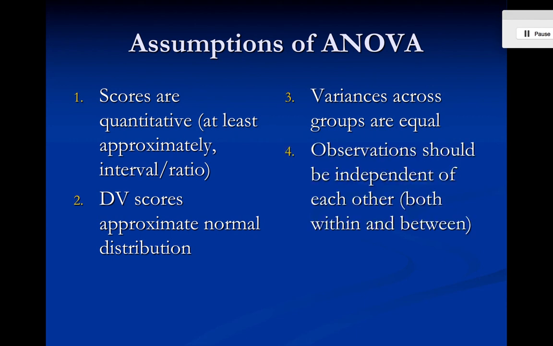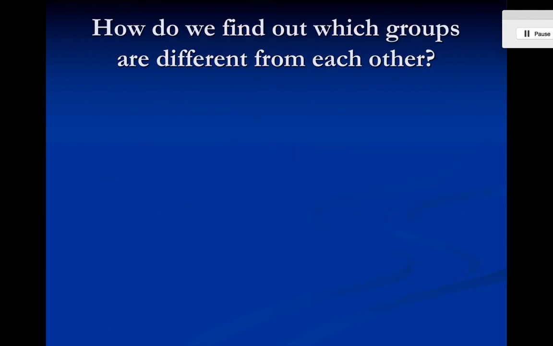And last, our observations should be independent of each other, both within and between. So in other words, my groups should not be mixed together. I shouldn't have high, low, and moderate mixed; I should really keep them separate from each other. And within my high group, I should not have them copying from each other. Within my moderate group, they should not be working with each other. And within my low group, they should not be working with each other. So again, if you notice here, these assumptions are the exact same assumptions as we had for our t-test. The only difference between t and ANOVA is that the t-test uses 2 groups, while ANOVA uses 3 or more groups.